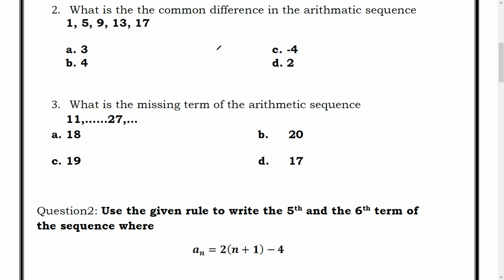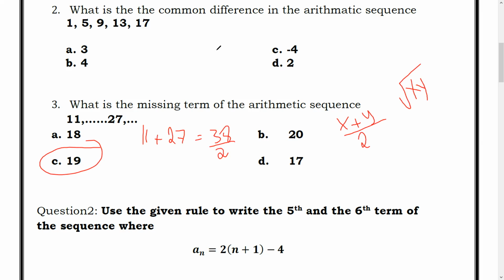Yes, Sarah. What is the missing term of the arithmetic sequence? If you have 11, then a term, then 27. How can you find the term between them? We do 11 plus 27 over 2. Excellent. So if we have an arithmetic sequence and we want to find the missing term, you add x plus y over 2. But if we have a geometric sequence, you will say the square root of x times y. What is the answer? 19. She says 11 plus 27, which equals 38, over 2, which is 19.